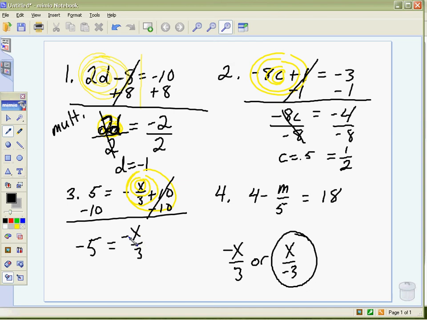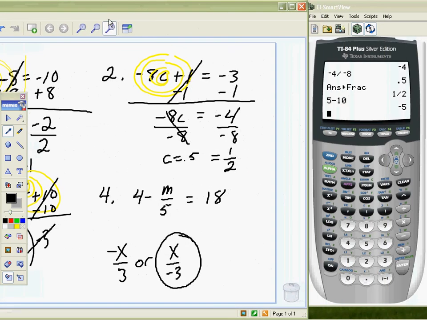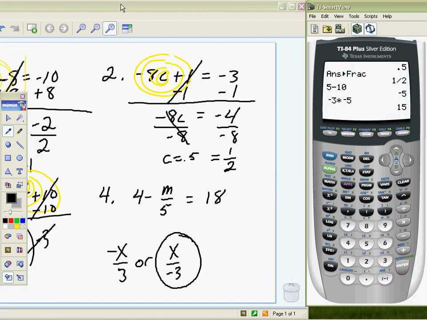So since x is being divided by a negative 3, I want to multiply this whole side by negative 3. By doing that, my 3 and my negative sign cancel away. And if I multiply the right side by negative 3, I must also multiply the left side by negative 3. And I get negative 3 times negative 5. And we get positive 15.